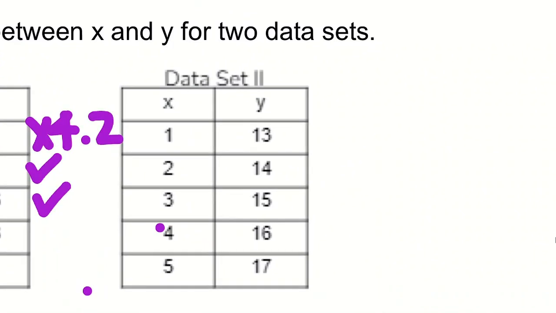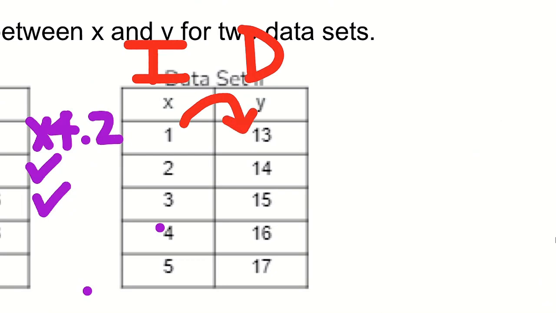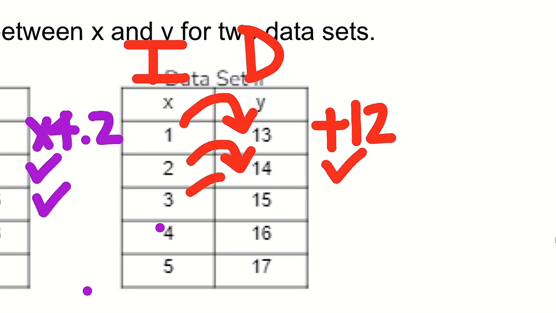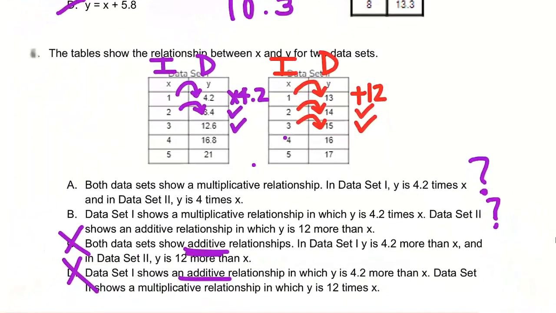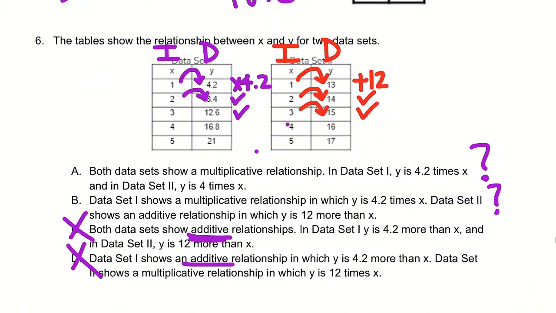We're going to label our I and our D, independent, dependent. How do I get from independent to dependent? Well, if we do an additive relationship, I know 1 plus 12 is 13. Is 2 plus 12 14? Yes. 3 plus 12 15? Yes, so this works. So this one's an additive relationship by adding 12. So A said both were multiplicative, which is wrong because one's additive. The second one says the first one's multiplicative and the second one is additive, which is what we have. So the answer is B.